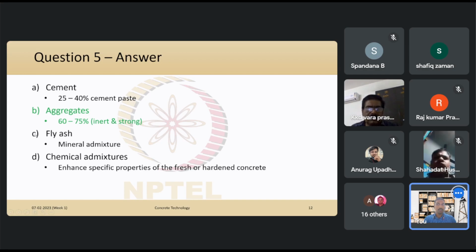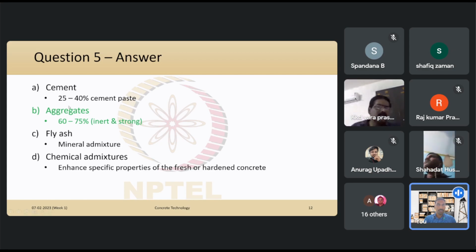So fly ash we could use as a substitute for cement in concrete to some proportion. And chemical admixtures, we use them to enhance specific properties of the fresh or the hardened concrete, right? So we have different types of chemical admixtures such as accelerators, retarders, and so on, right?